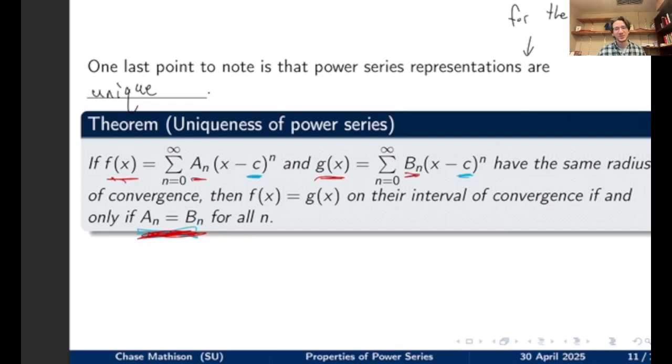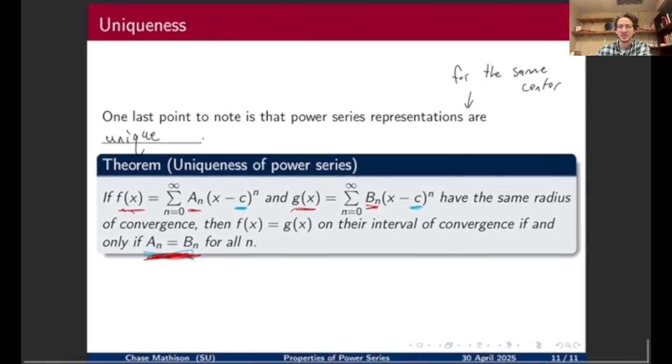Now, this doesn't have to be true if you're looking at different centers. One function can have different power series depending on the center that you're looking at. And we'll look at that later. However, if two power series have the same center and all the coefficients are the same, then they represent the same function. And in fact, you might say, yeah, duh. But it's worth pointing out. And the proof is actually not so trivial. But it is something to note.